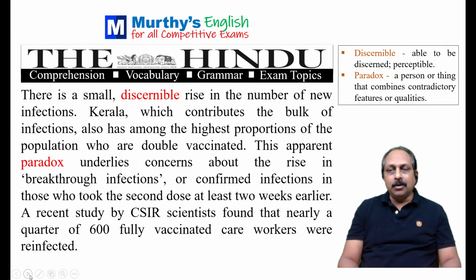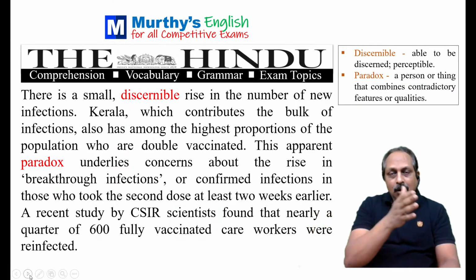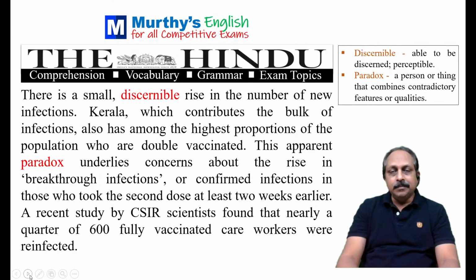What is the meaning of the word paradox? A person or a thing that combines contradictory features or qualities. At the same time, you have a positive aspect, a negative aspect, or you have contradictory elements existing at the same time. Then we use the word paradoxical situation. So, what is the paradox here? It has a maximum number of people who are double vaccinated. On the other hand, Kerala state has the maximum number of cases when it comes to the Delta variants. This apparent paradox underlies concerns about the rise in breakthrough infections or confirmed infections in those who took the second dose at least 2 weeks earlier. After the second dose, also they're getting infected. That is a bit surprising.